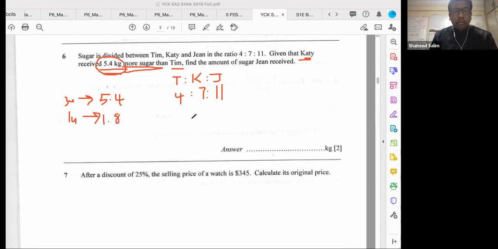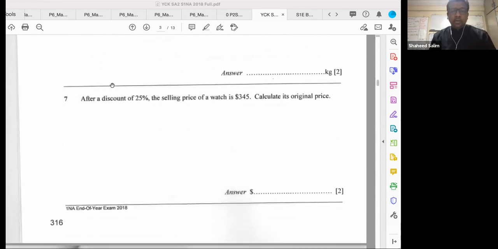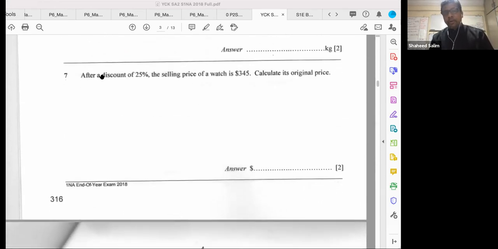And then you have to times by 11 because you want to find how much Jean has. Jean has 11 units. So you times by 11, you will get 19.8 kg. Okay. Number 7, we'll come to number 7 in a moment. I'm just going to explain number 7 so that everyone is on the same page for the next question. Now, let us read together.